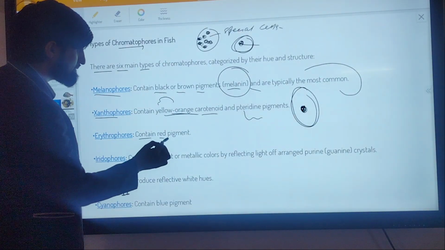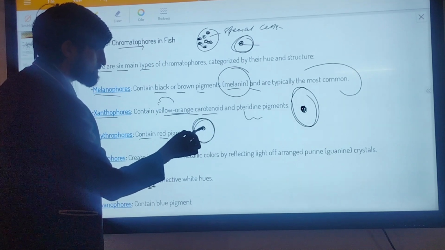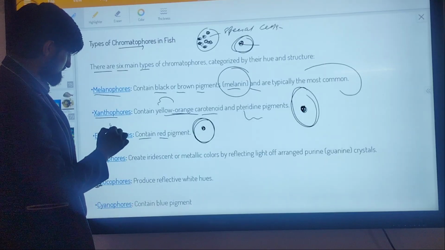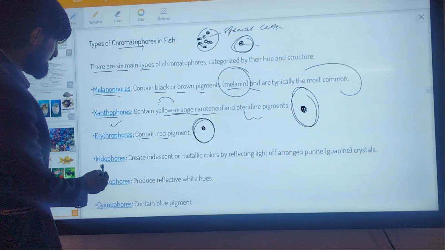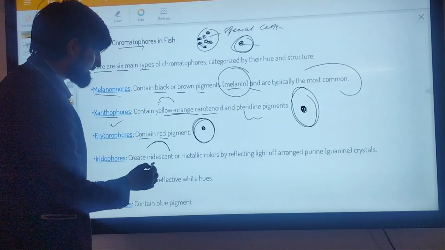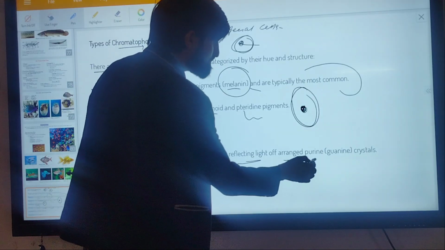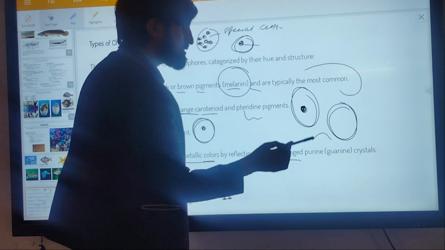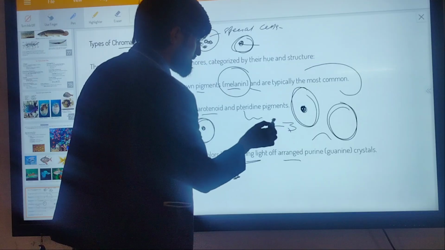Erythrophores contain red pigment. A chromatophore that contains red pigment, which is responsible for the red color of fishes, we call it erythrophores. And the fourth one is iridophores. Iridophores contain iridescent, shining material, or metallic colors, by reflecting light off arranged purine guanine crystals. They reflect light, and these are mostly present on the dorsal side of the fish.